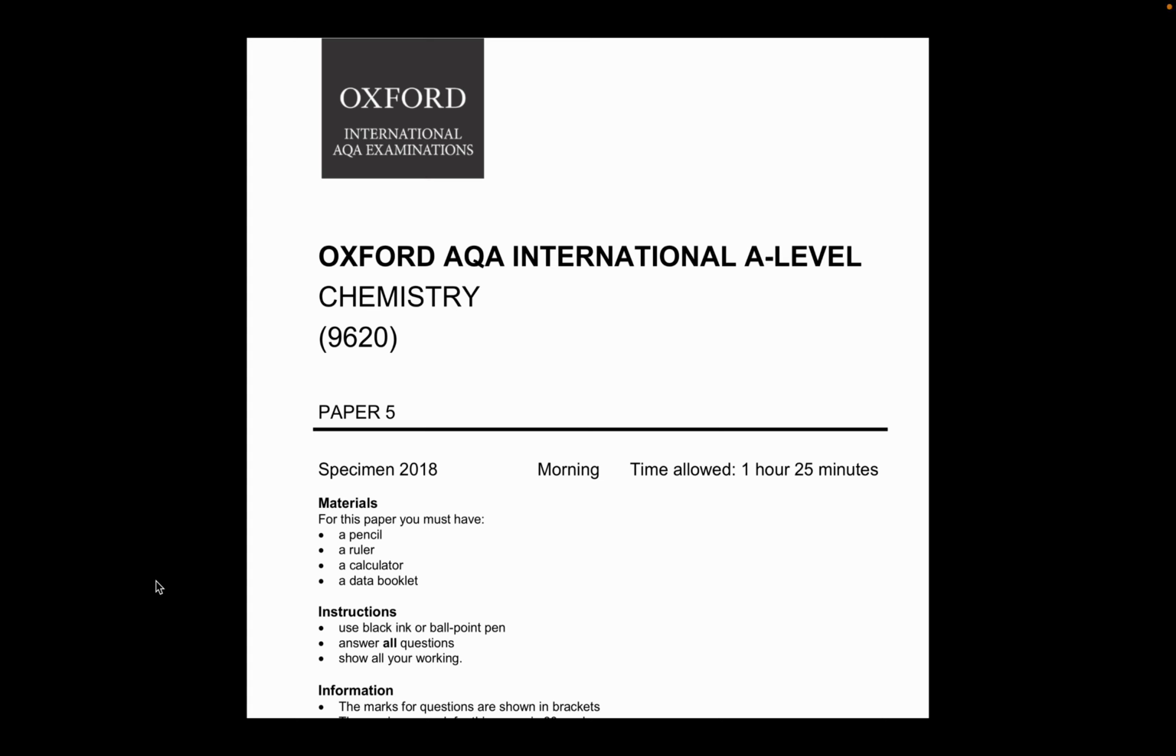Hello guys, today's video is a past paper walkthrough for the exam board Oxford AQA International A-Level Chemistry. This is for paper 5. I know many of you guys have this paper coming up for exams, so this is mainly a walkthrough on all the questions. This is a Specimen 2018 paper, so it's a 1 hour 25-minute paper. It's just a sample of paper 5.